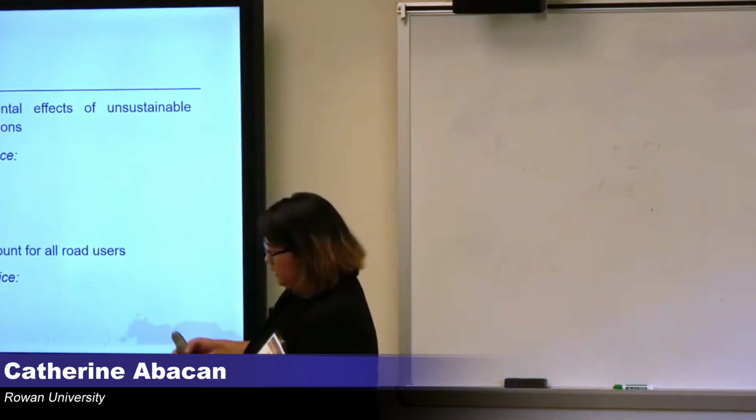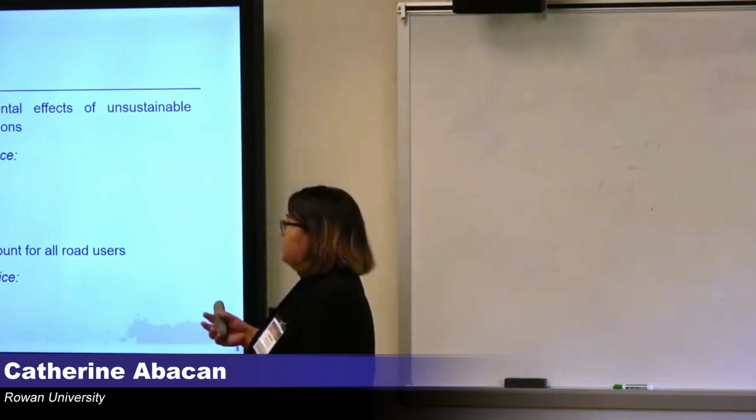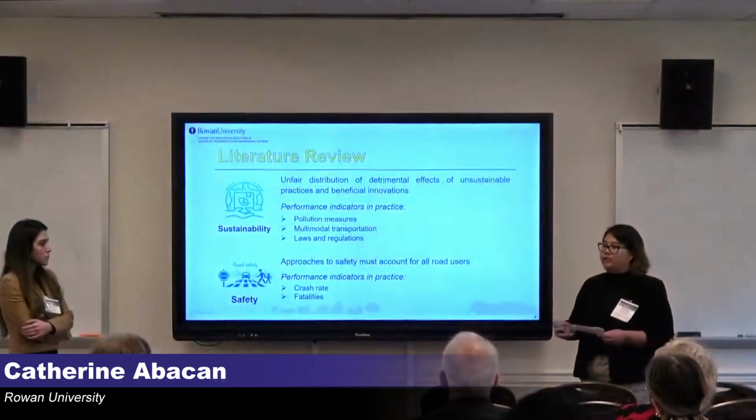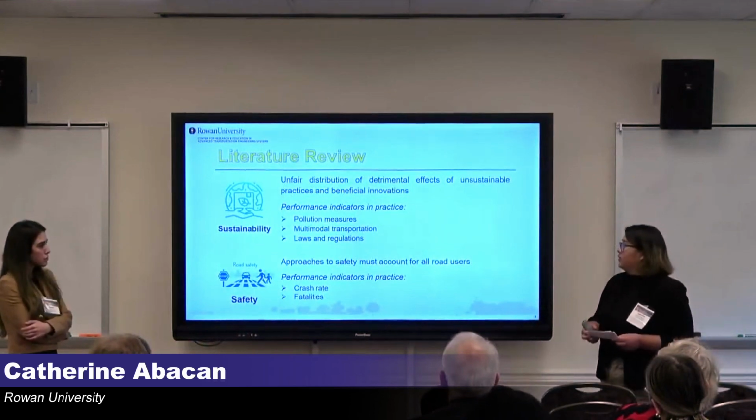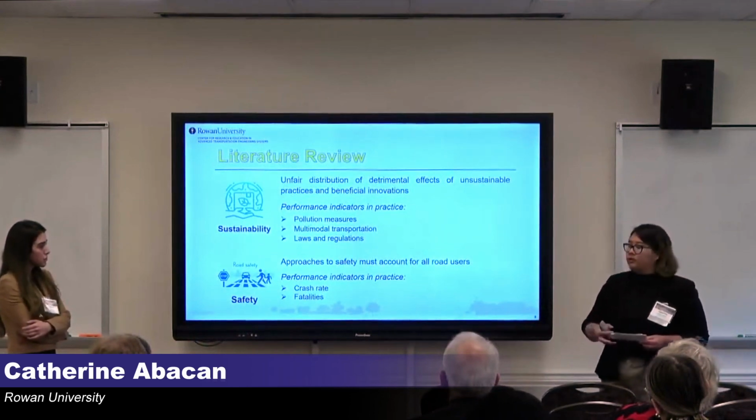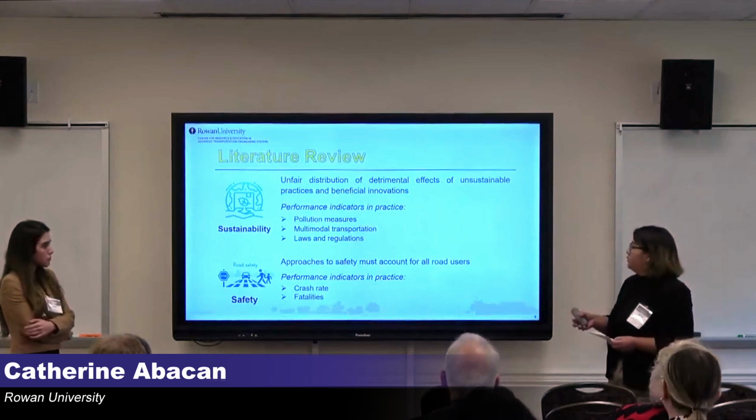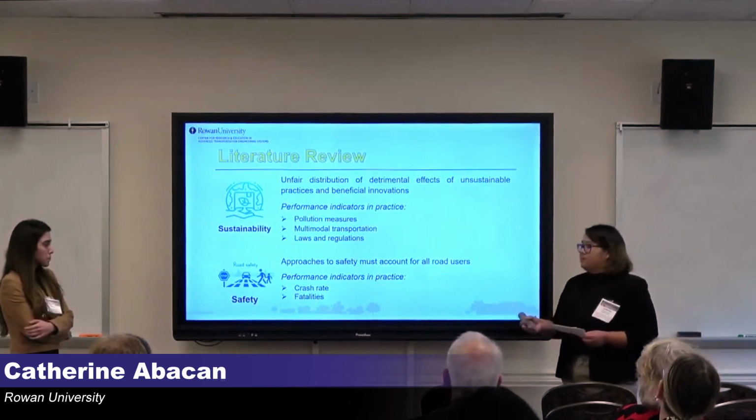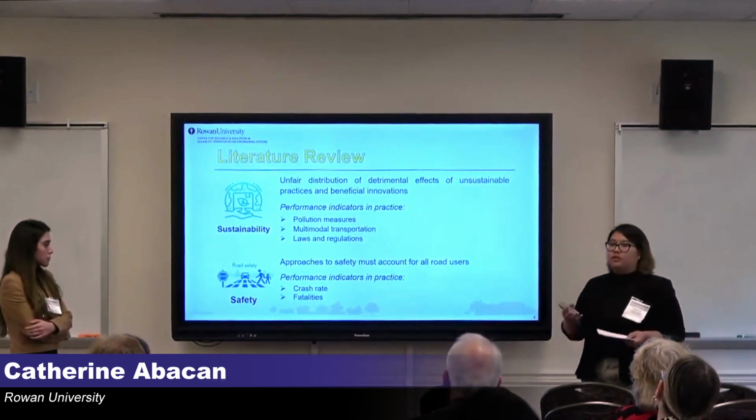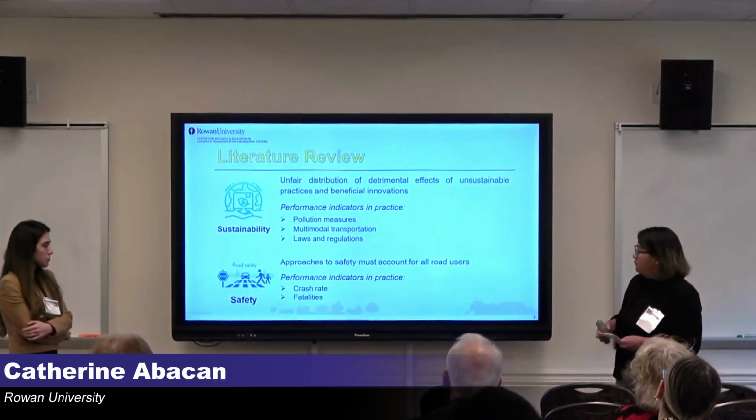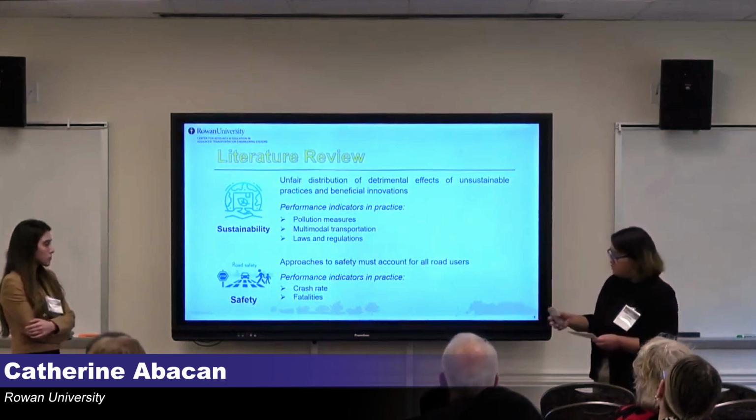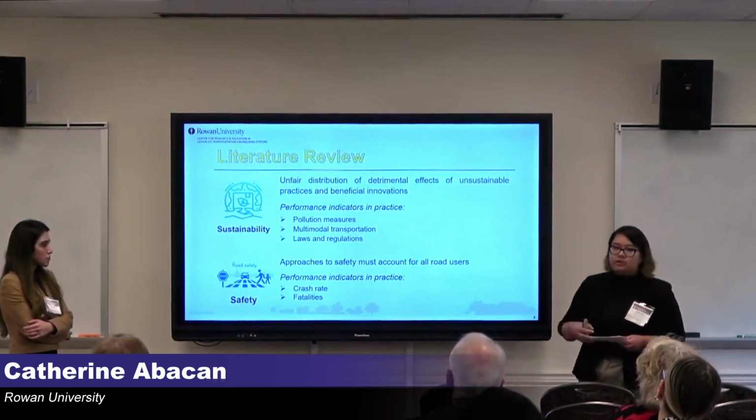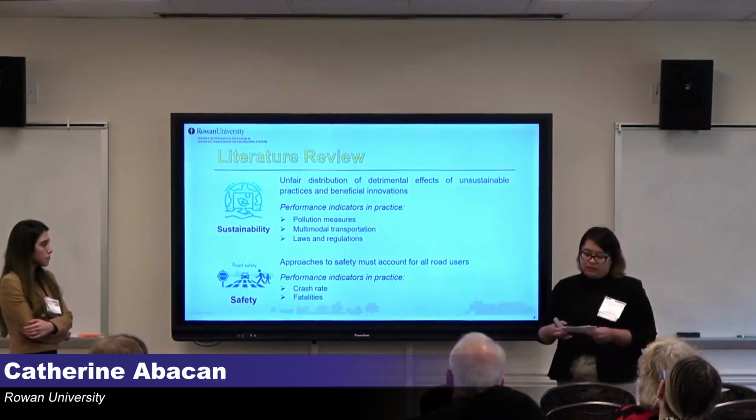And then looking into safety, another barrier is that approaches to safety must account for all road users. And we know that that's not always the case. So we have a lot of things that might look into vehicular road users, but then the safety aspects for pedestrians and bicyclists might not be to that level. So we look into performance indicators for practice, such as crash rate and fatalities. And these look at the occurrence and severity of crashes.